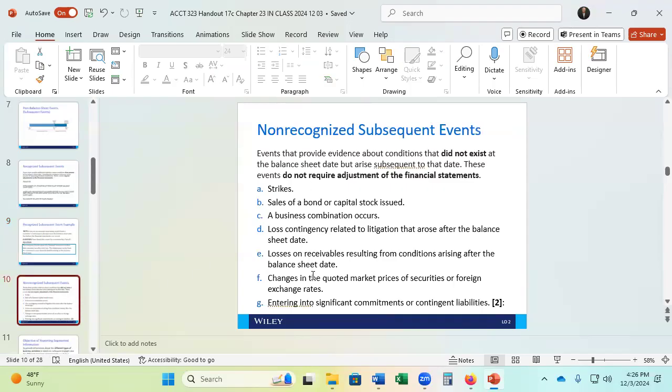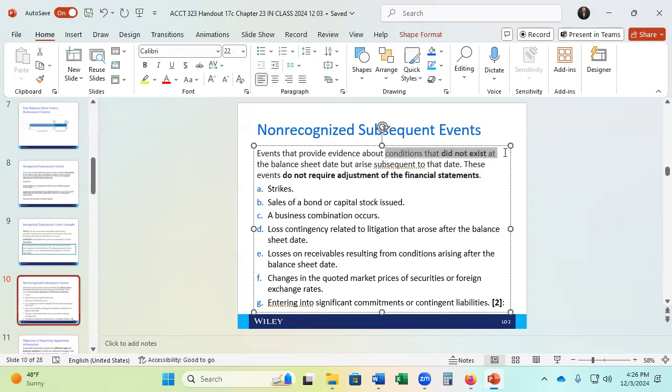The second category would be non-recognized subsequent events. And these are conditions that did not exist at the balance sheet date, but arise subsequent to that date. They do not require adjustments of the financial statements. But again, it's a good idea to disclose these in the notes or somewhere else if one of these things occurs and it's material and it could affect your business.